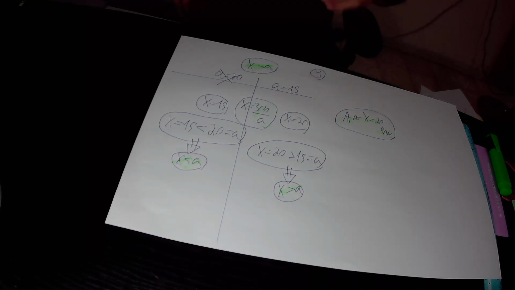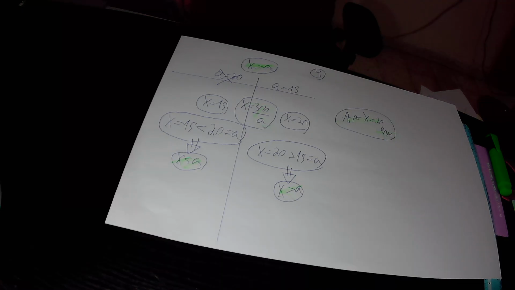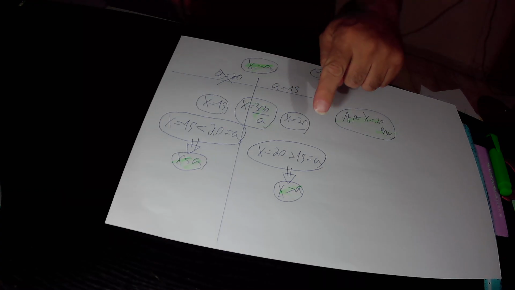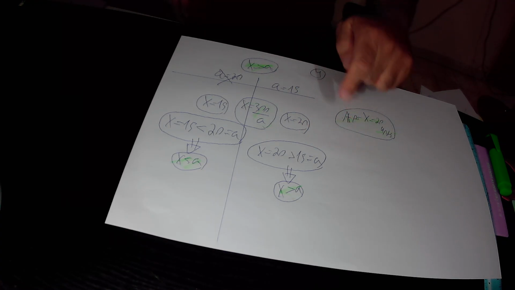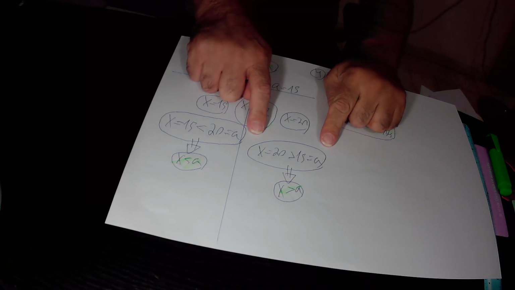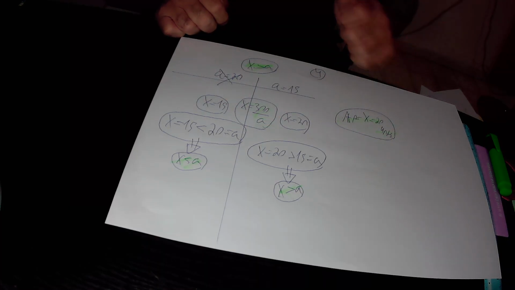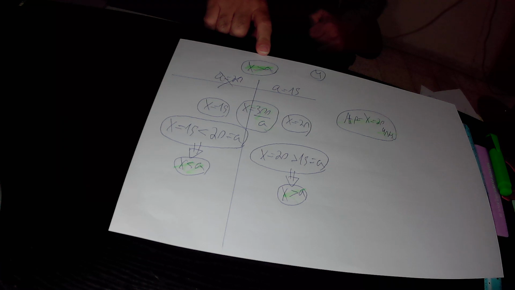Here we have X equals 20. 20 is definitely greater than 15, and 15 equals A. From this inequality, we have that X is greater than A, exactly according to our previous findings that X is greater than A. So this first solution is possible for A.